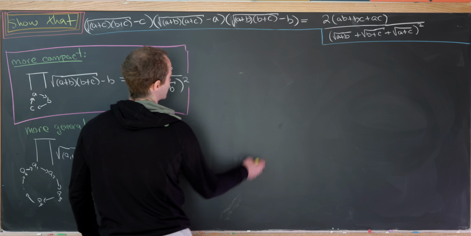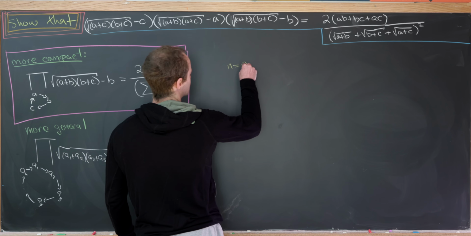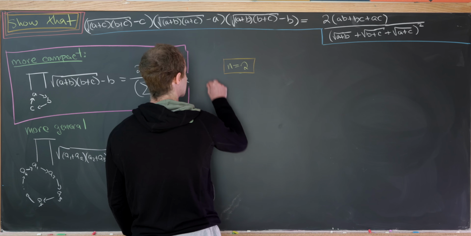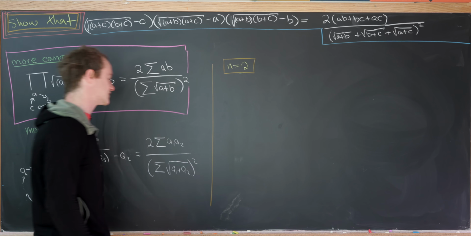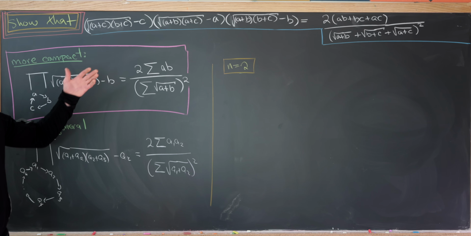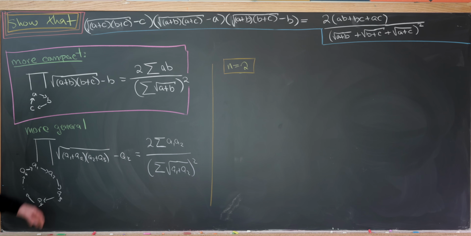Let's see which formula that would generate. So like I said, we're going to look at the n equals 2 case, although we expect this not to be super interesting. In other words, this given formula is the first interesting version of this.